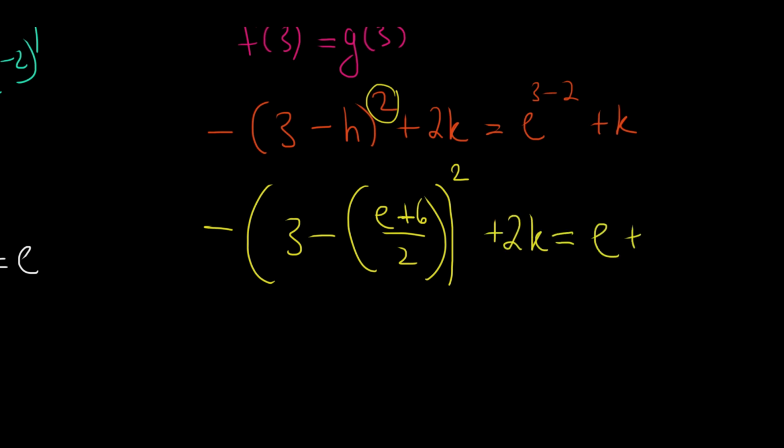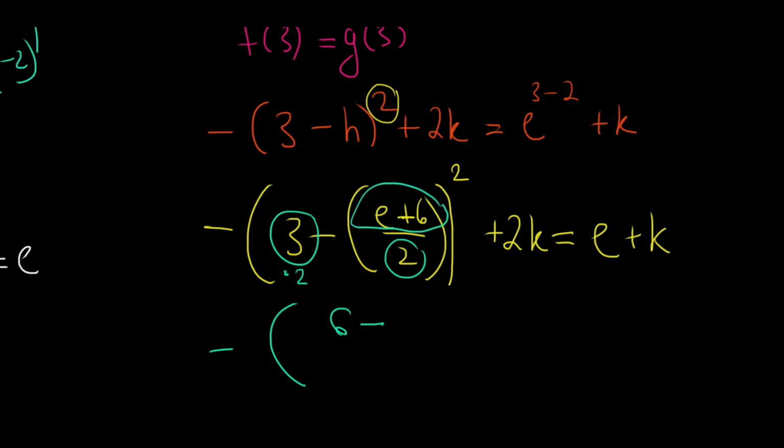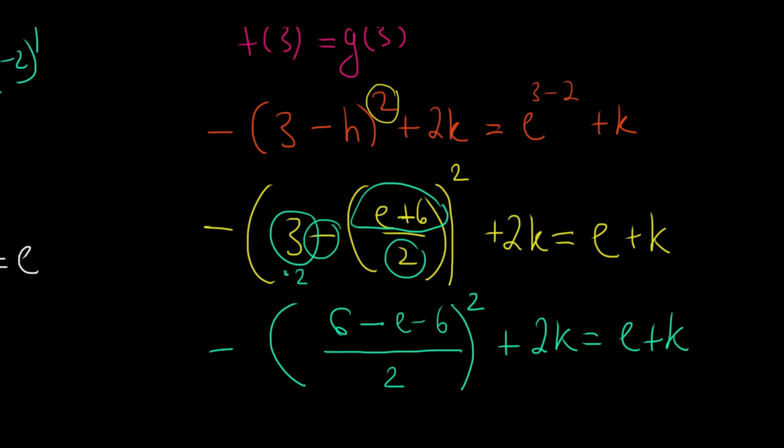plus 2k equals e plus k. And then I can open the bracket, and I will do the following: minus, here I have 3, here I have denominator of 2. I want to have a common denominator, so I'll just amplify 3 by 2. And I will have 6 minus, if I open the bracket from e plus 6, I should be having e minus 6, because the minus affects the sign in the bracket. And then divided by the common denominator of 2, all of this to the power of 2 plus 2k equals e plus k. We are getting somewhere.